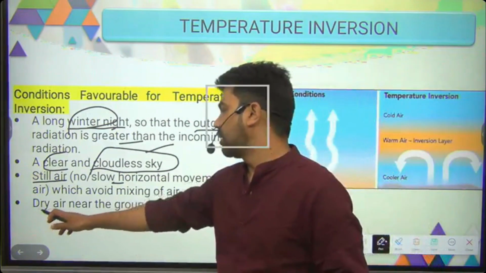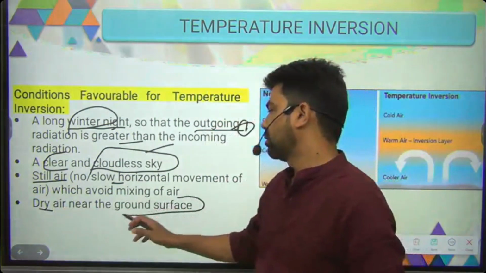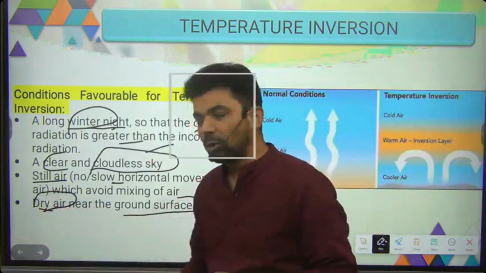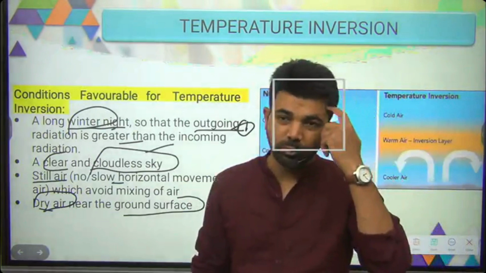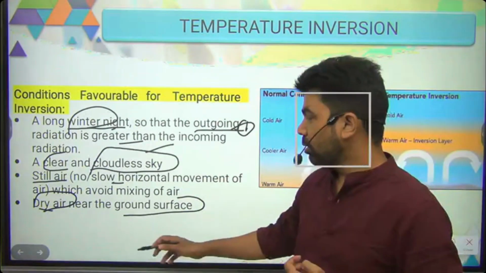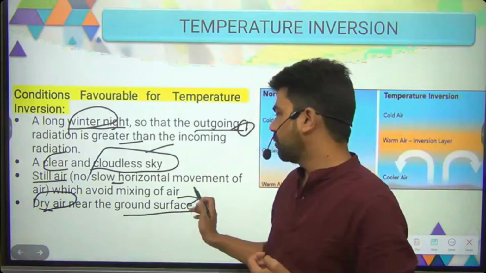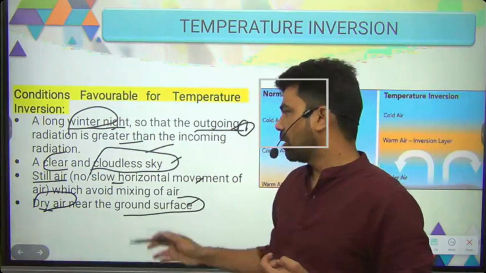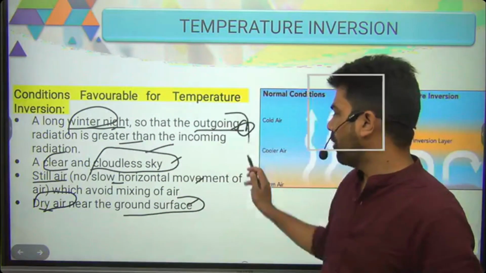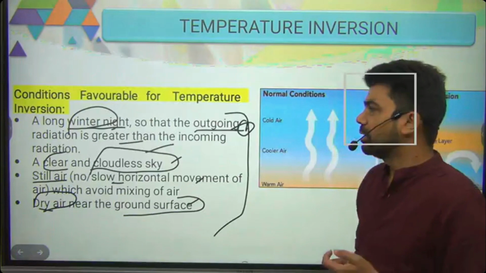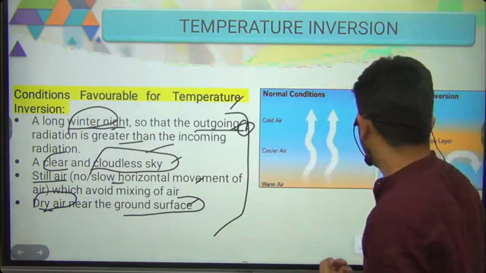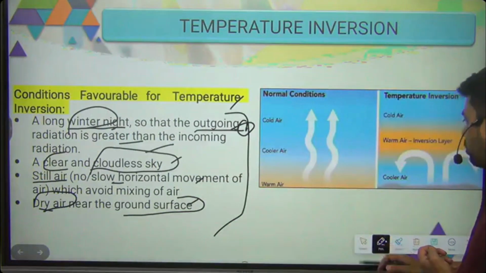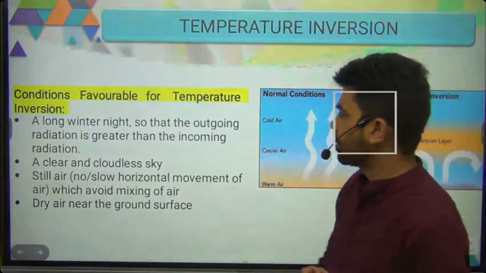And then it is saying dry air near the ground surface. Okay. The air near the ground should not contain moisture, or else fog or smog will take place. So dry air near the ground surface, still air, a clear and cloudless sky, and a long winter night. These are the four factors, the conditions required for the formation of temperature inversion. Okay, I hope you have understood this.